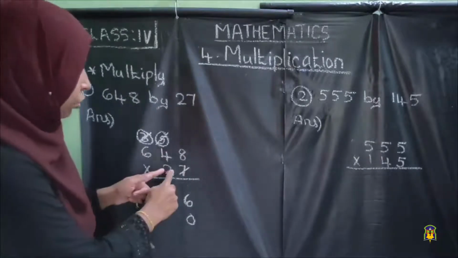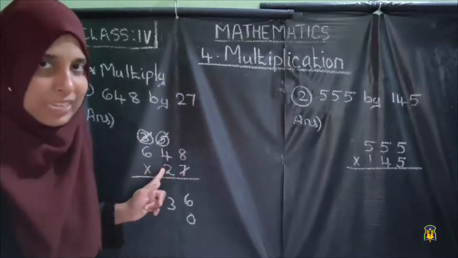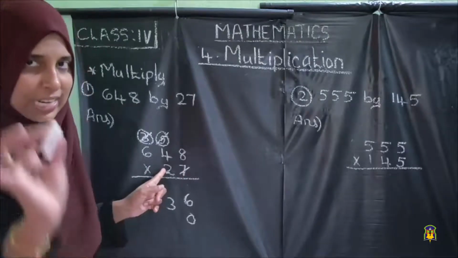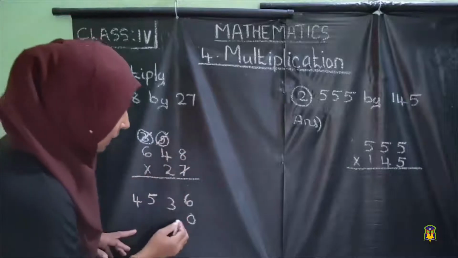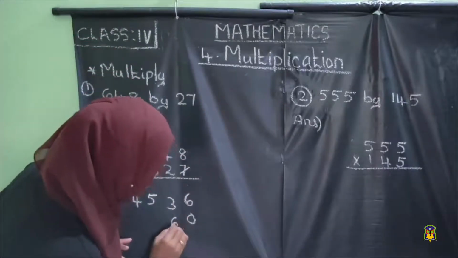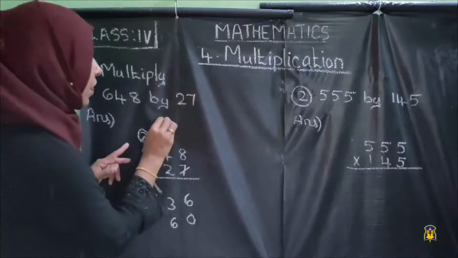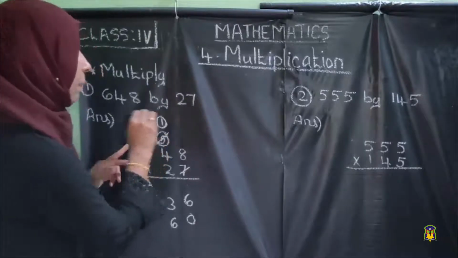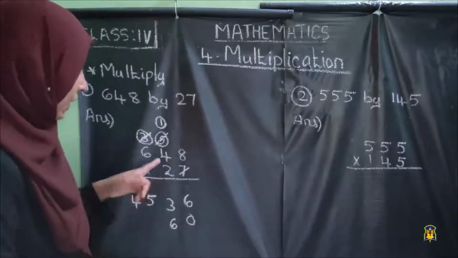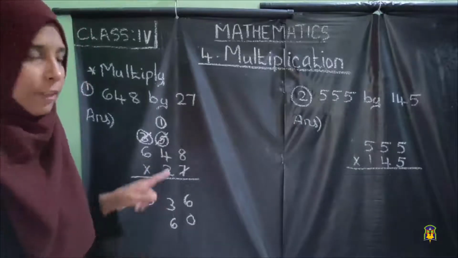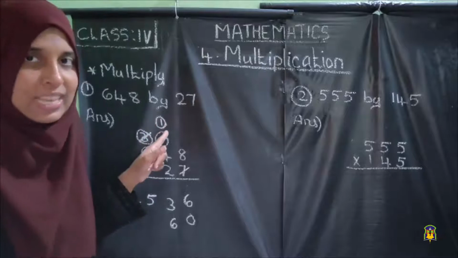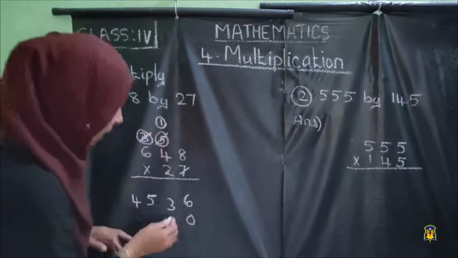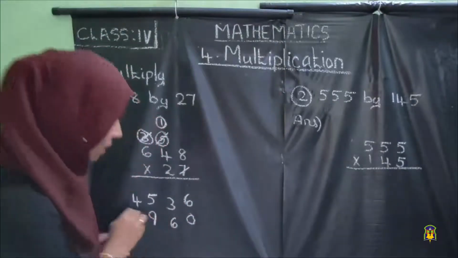So first 2 into 8. 2 into 8 is 16. In 16 we want to write 6 below the tens place and 1 as carryover above next place. Okay, then 2 into 4. 2 into 4 is 8. 8 plus 1 is 9. So 9 we can write below the next place.